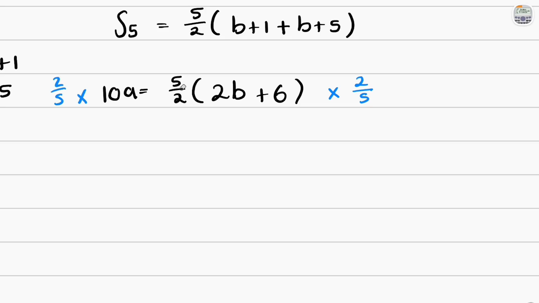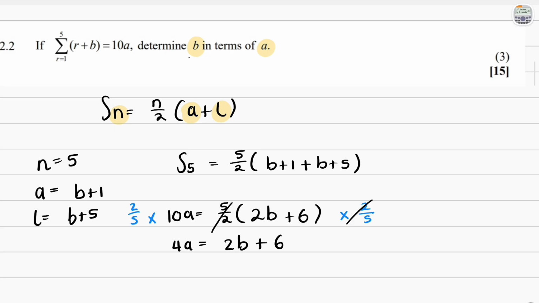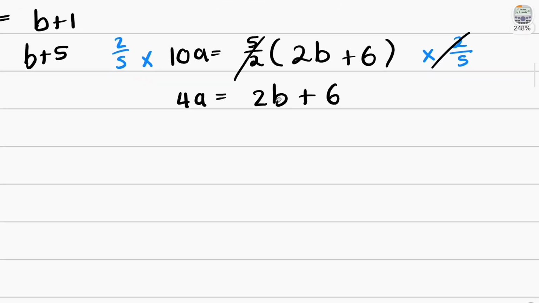It's the same thing as dividing both hand sides by 5 over 2. So this now becomes, you see that 10a is in the numerator. So 10 and 5 have 5 in common. Divided by 5 is 2. So that's 2 times 2a, which is 4a, is equal to, and this cancels, and we have 2b plus 6. Okay, this is our equation. And we simply have to determine b in terms of a. So solve for b and it will be in terms of a.